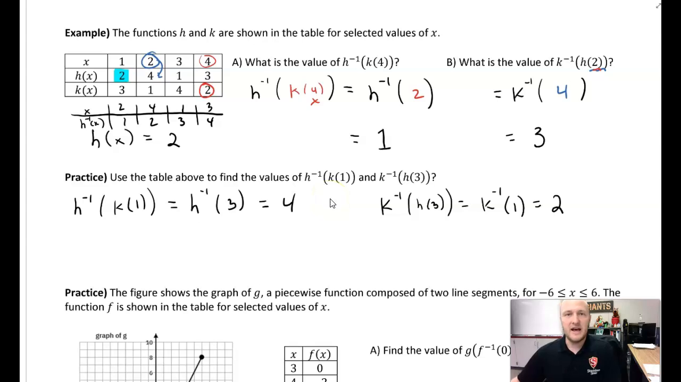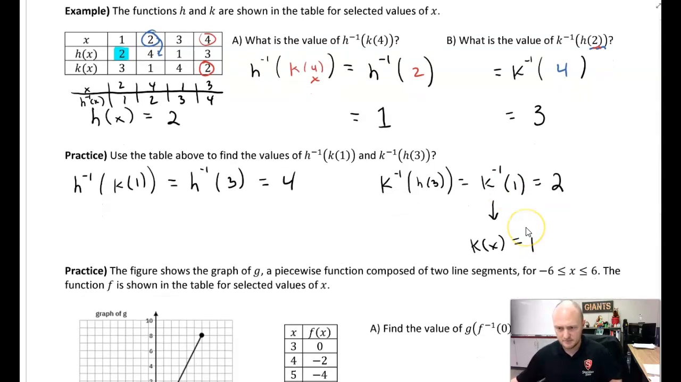Second example that we have here, we have k inverse of h of 3. h of 3 is 1. If we go to 3, we get 1. And then k inverse of 1: well, my k value is 1 at 2. Okay? So we're kind of doing that process in reverse. Remember, a question like this is essentially asking at what x value k is 1. All right.